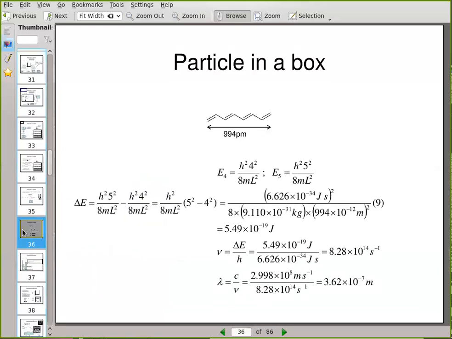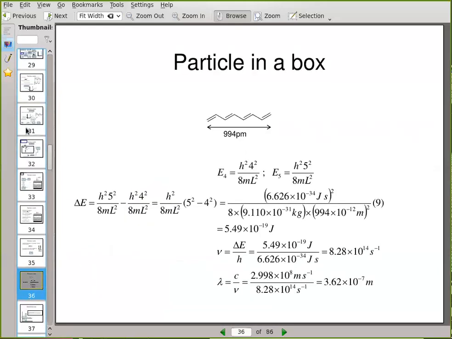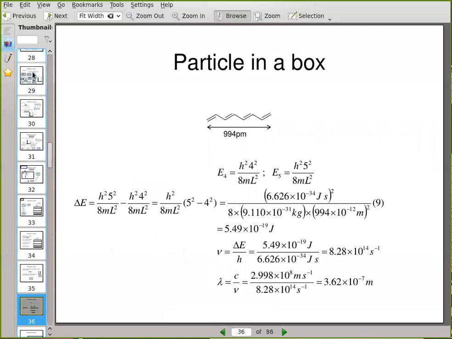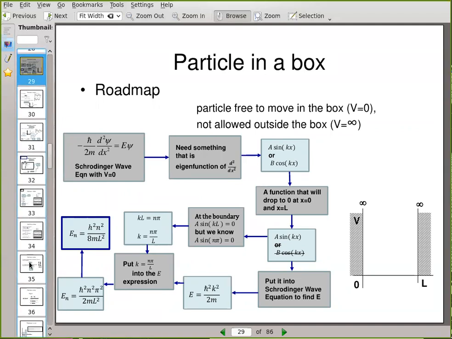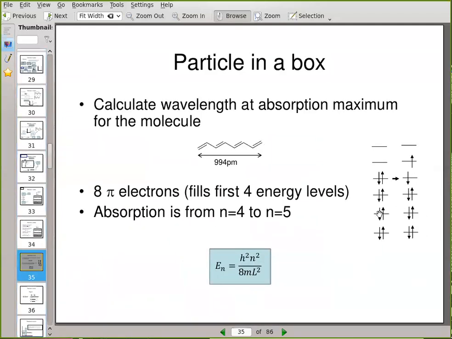So please go back to the roadmap, make sure you use the correct Schrodinger wave equation in that, and work your way through to make sure that you end up with the energy value, and then see if you can apply that to a real situation, to a real molecule where the energy is jumping. Okay, any questions?